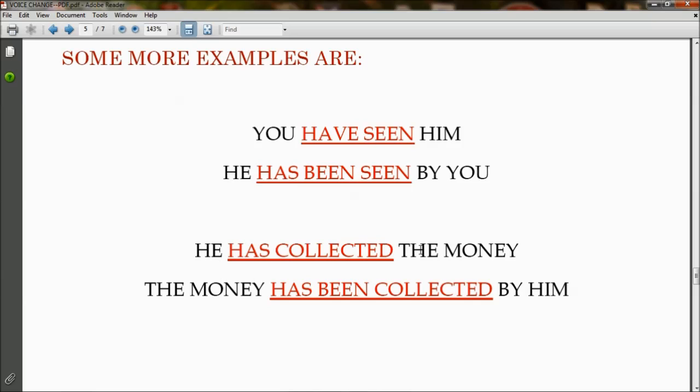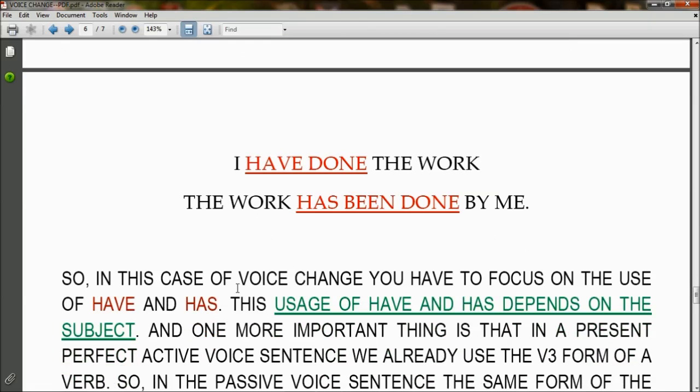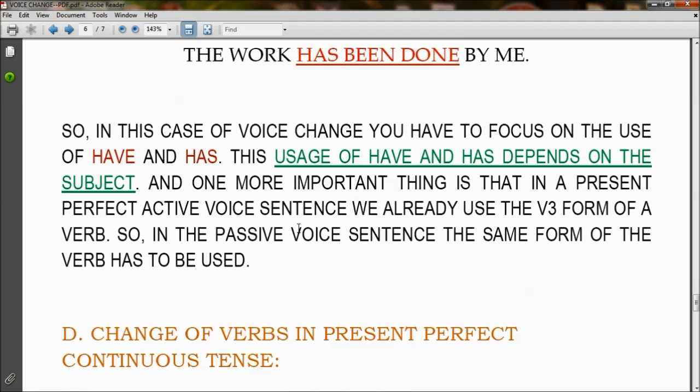He has collected the money has been collected by him, has collected has changed to has been collected, has depends on he, has again depends on the money. I have done the work has been done by me. So have done has changed to has been done. Have depends on I and has depends actually on the work.